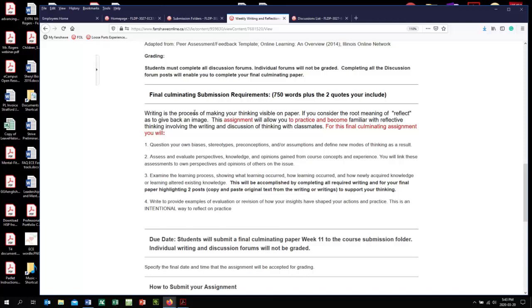So what you're going to do is think about the writing process. Again, the whole point of this assignment was to allow you to practice and become more familiar with reflective thinking and writing. And so there are 4 things that I want you to think about. I want you to think about, did you question your own biases, stereotypes, assumptions as part of your thinking around this discussion board in your own posts, reading others' posts, and in your responses to others? Were you able to assess and evaluate your own perspectives, knowledge, opinions gained from these concepts? You will link these assessments to your own perspectives and opinions of others.